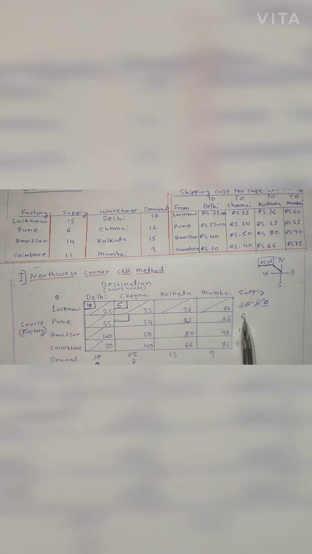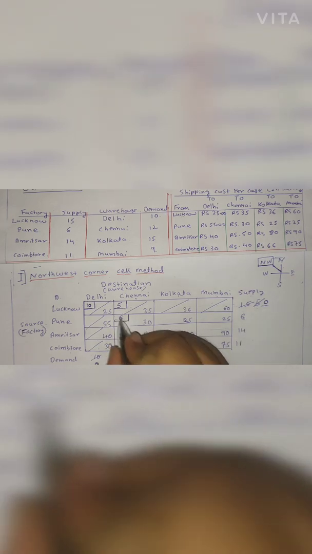We will see the supply and demand. Which is lower, supply or demand? The supply is 6, demand is 7. Which is lower? Supply is lower because it is 6. So we'll write the 6 value over here.